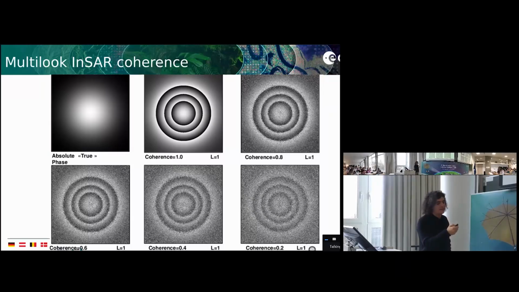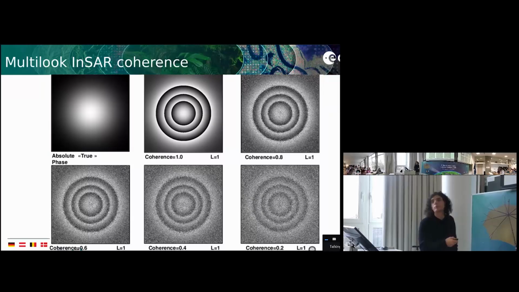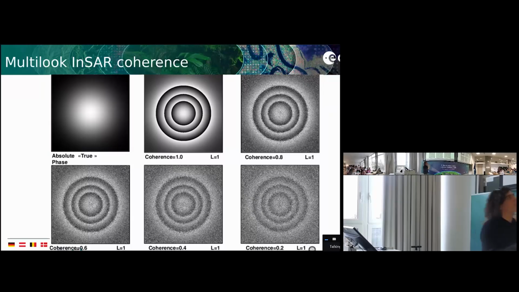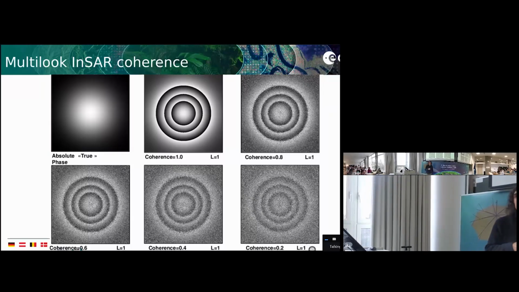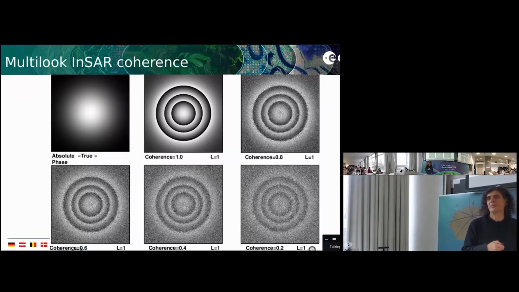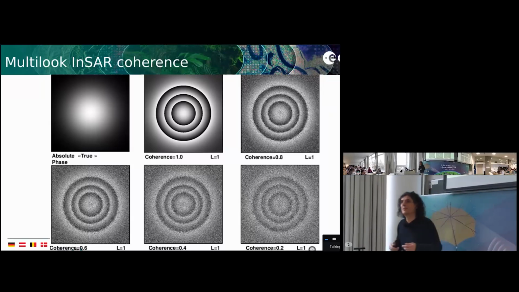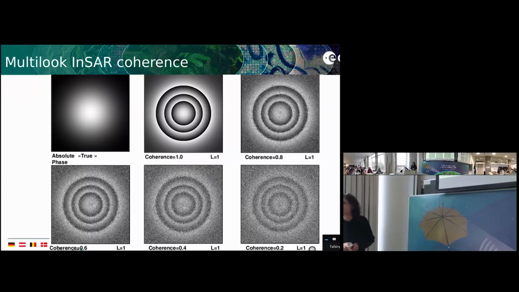And when the coherence degrades to 0.2, then it's hard to recognize your interferogram. But you may tell me, oh, here I still recognize circles. Yes, because we use specific geometric shapes, okay? And our brain is a very good computer, okay?